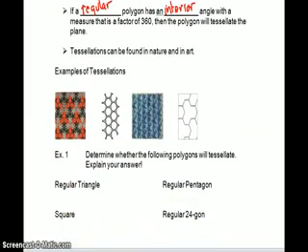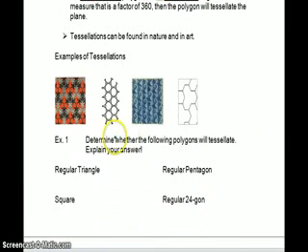Here's some examples of tessellations. This is a little fancy one right here. And another one is right here. Now these aren't all the same figure. This looks like a hexagon in the middle, and then let's add some other ones. Sometimes you have to add other pictures, other shapes.